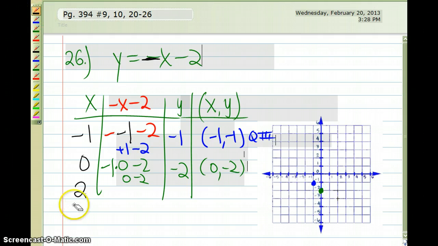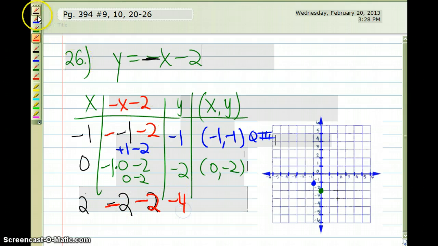Okay, and then the last point, I chose the number 2, so then I'm going to plug that in negative, and then plug in 2, and then -2. So a -2 minus a 2 is also -4. So my last point is (2, -4). And that's going to be a start at the origin. I move 2 to the right, and then 4 down, giving me my dot here.